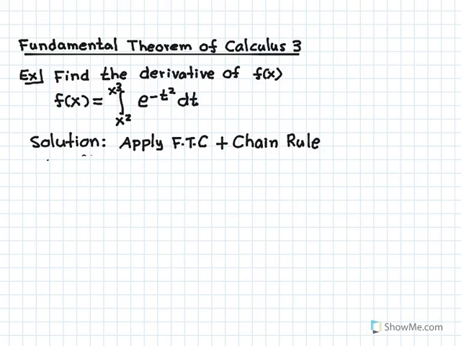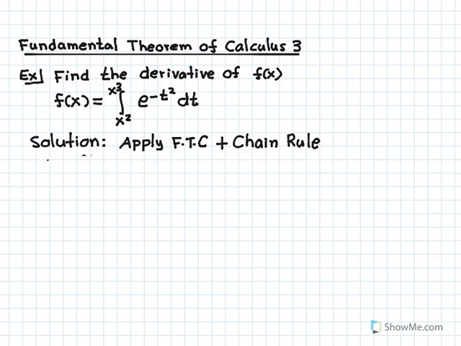In this video, we're going to find the derivative of a function using the fundamental theorem of calculus. Given f of x is equal to the integral with lower limit x squared and upper limit x cubed of e to the minus t squared dt, we want to find the derivative of this function. So we're going to apply the fundamental theorem of calculus, but we're also going to apply the chain rule because the upper and lower limit are both functions of x. That is, x squared and x cubed are both functions of x.